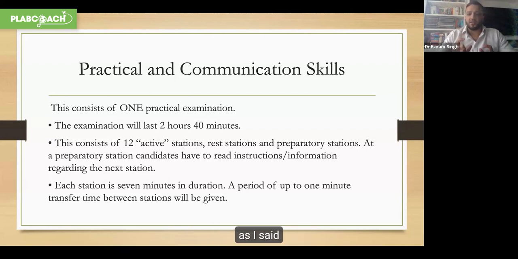So that's what a preparation station is. And again, there'll be a mixture of these. You might not necessarily have any preparation stations, but usually in the exam, there are at least 2 or 3 preparation stations that will move you on to the next task.